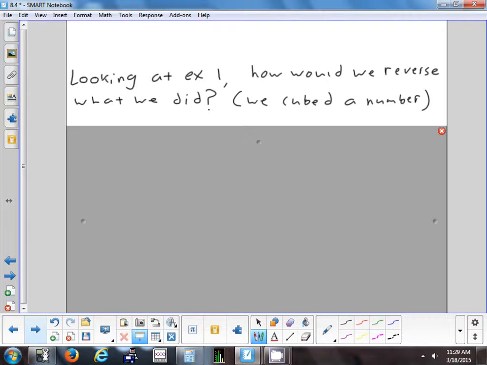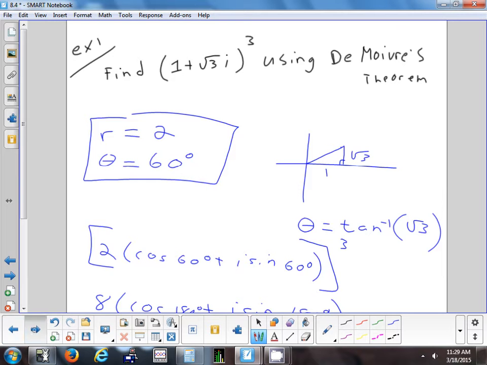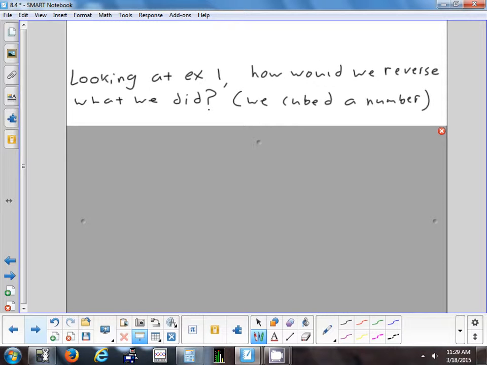So looking at our first example, we cubed a number. Took something and we cubed it. What would be the opposite of cubing? How would you undo cubing? James? You would take a third root or something. Yeah, it's called the cube root. Yep. To undo cubing, you take a cube root.